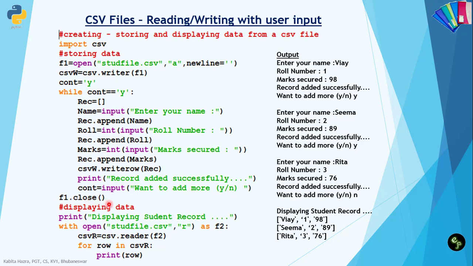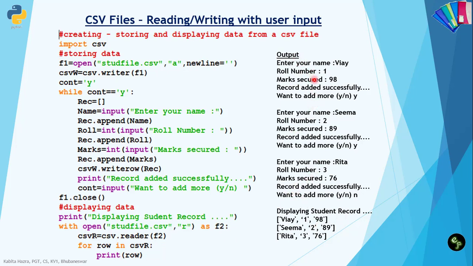Once the data are written, we want to display the content of the studfile.csv. So we have to open it in read mode, and we have used with open statement so that we don't have to close it separately. Finally we can close the file. We are creating a reader object. From the reader object we are reading individual records or rows. So it will display the content.